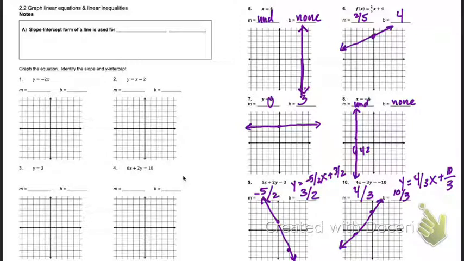So any questions about this right here? So your homework for chapter 2 so far is going to be 2.1 all, and then 2.2, I only want you to do 1 through 12, because we're going to stop here today for 2.2.